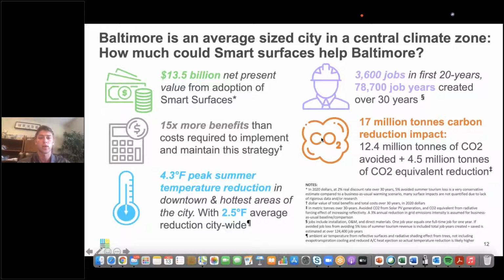tourism. We actually assume a 5% summertime tourism loss due to extreme heat. It's kind of on par with a bunch of studies that have been done throughout the US and in Europe. But even without the tourism loss, the benefits still outweigh the cost by about 10 to 1. So it makes economic sense for Baltimore to start investing in these smart surfaces, not piecemeal, as I've said, but as an integrated design strategy that should be the standard.